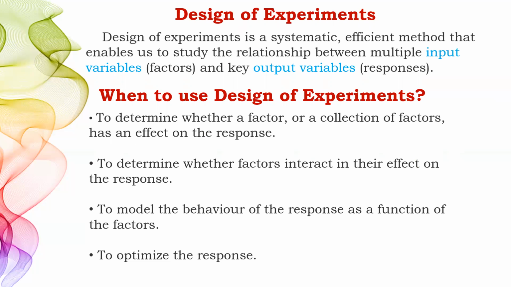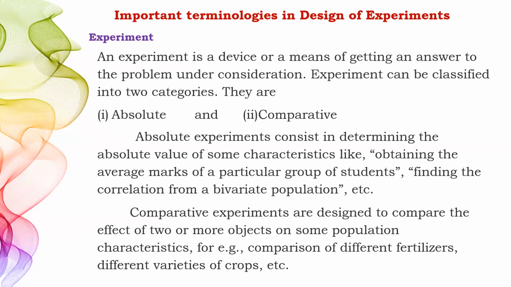So the next question is when to use design of experiments. So here I have listed four types. The first one is to determine whether a factor or a collection of factors has an effect on the response. The second one is to determine whether factors interact in their effect on the response. The third one is to model the behavior of the response as a function of the factors. And the last one is to optimize the response.